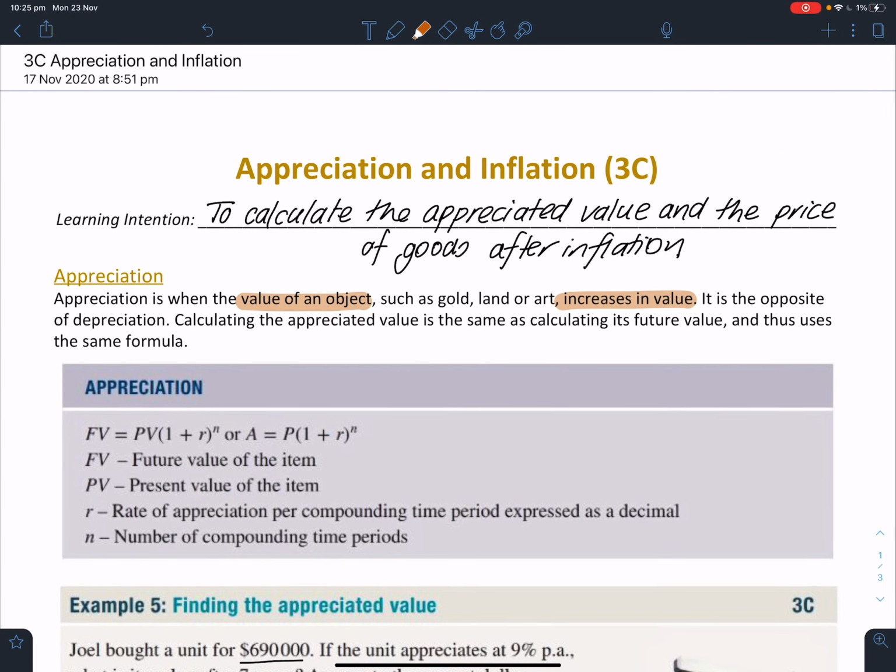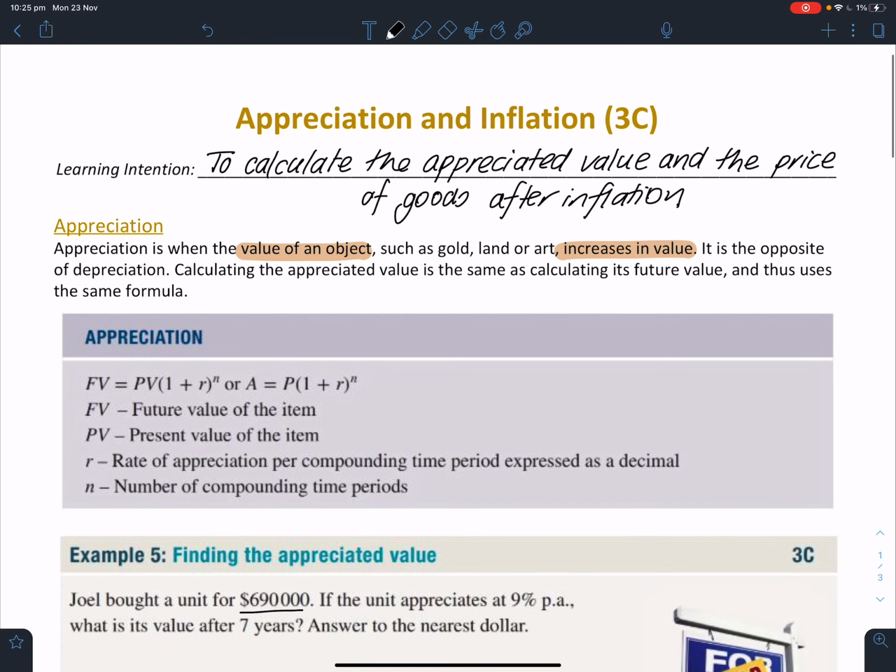Exercise 3C, appreciation and inflation. So the learning intention for this lesson is to calculate the appreciated value and the price of goods after inflation.